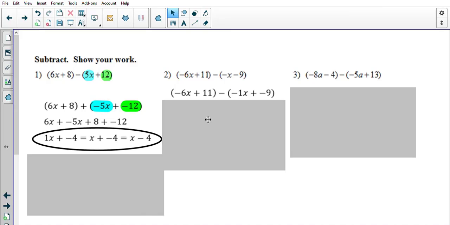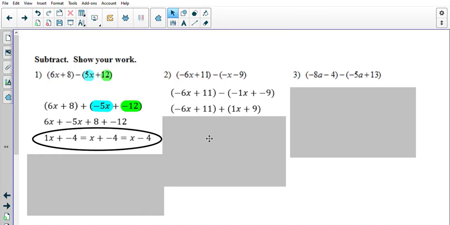Now, steps 2 and 3. Change subtraction to addition, and each term in the second set of parentheses to its opposite. Negative 1x becomes positive 1x. Negative 9 becomes positive 9.